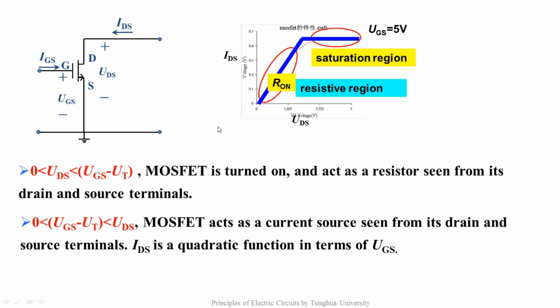When it's operating in the saturation region, the equivalent current source IDS is a quadratic function in terms of UGS. As we've discussed in Lecture 9, it's a nonlinear controlled source instead of a linear controlled source. K is a constant determined by the element's characteristic and the structure.